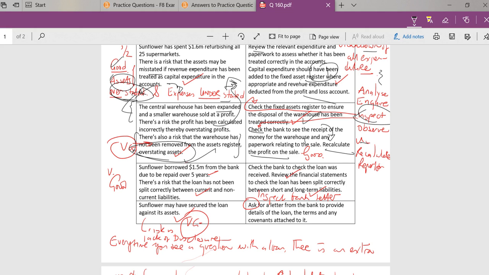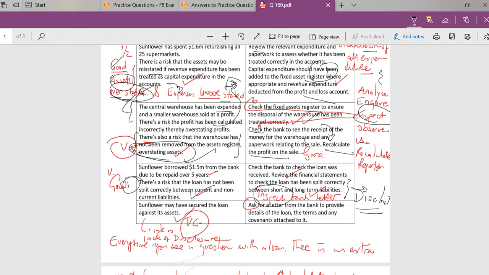1.5 million borrowed from the bank. So anyway, let's talk about what you've written. There's a risk that the loan has not been correct, and that's enough for a 1. Check the bank to review the loan has been split. Yes, so you've said check the bank that the loan was received, fair enough, and review that the loan has been split correctly. I think that's the key point here, and also that it has been disclosed. We also have to see a clear disclosure.